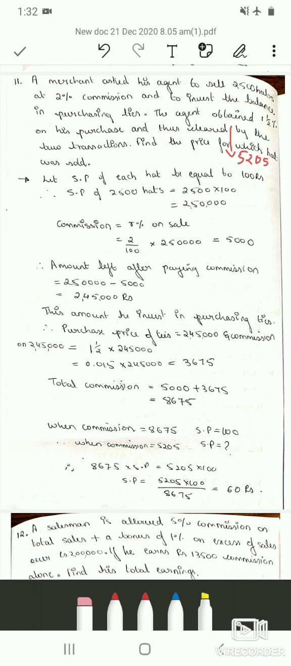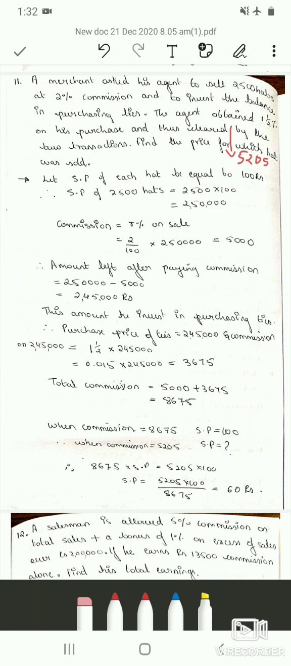a merchant asked his agent to sell 2500 hats at 2% commission and to invest the balance in purchasing ties. The agent obtained 1/2% of his purchase and thus cleared rupees 5205 by the two transactions. Find the price for which a hat was sold.